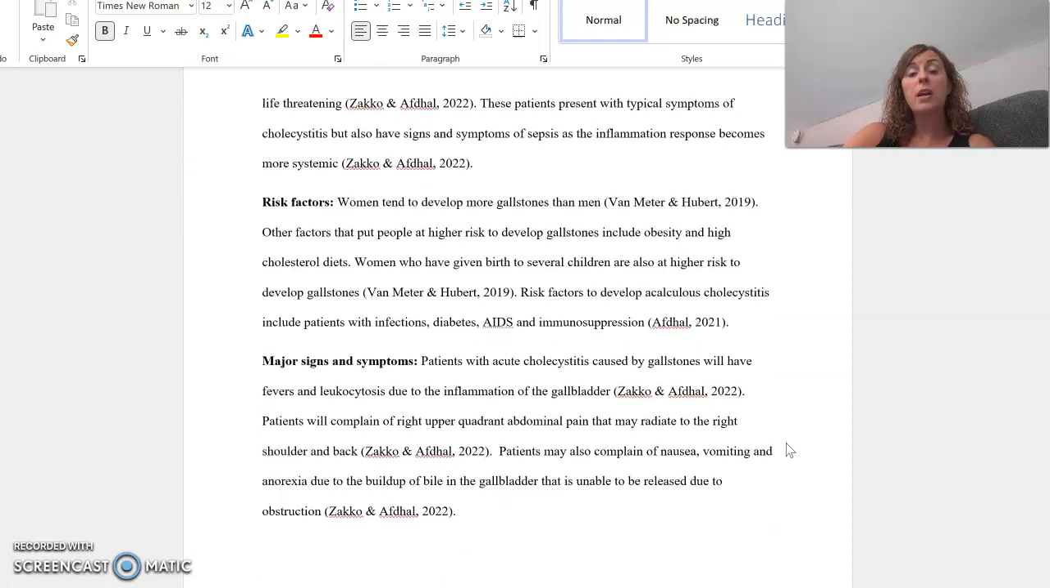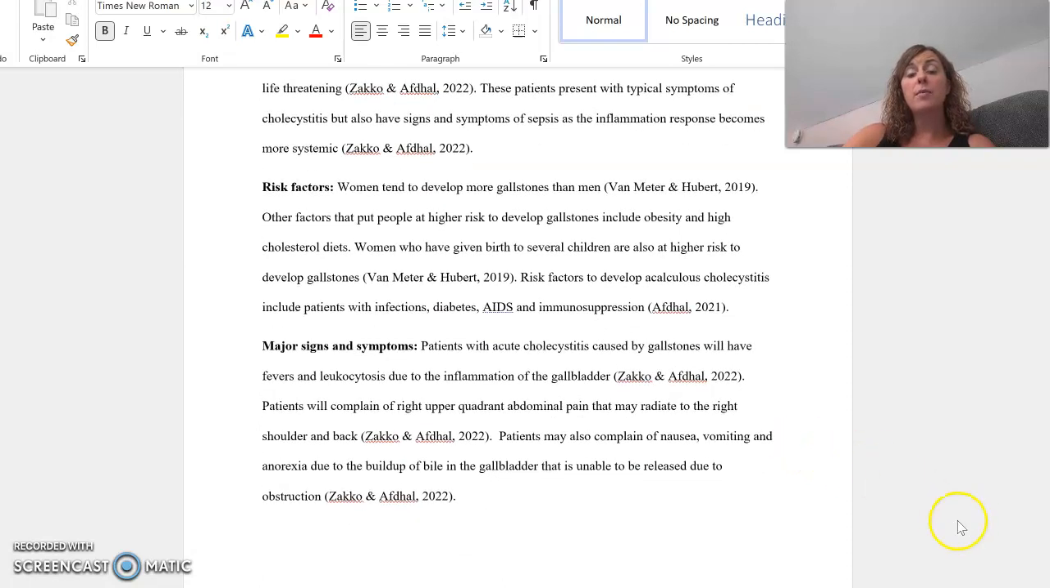Risk factors involved with cholecystitis. It does happen more often in women than men, or I should say gallstones develop more often in women than men. Other factors that put people at higher risk to develop gallstones include obesity and high cholesterol diets. Women who have given birth to multiple children are also at higher risk to develop gallstones.